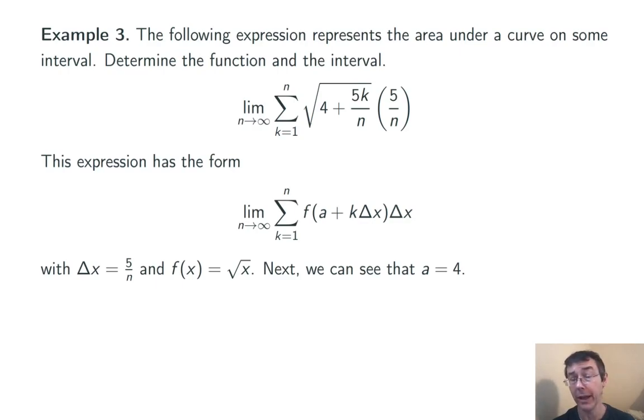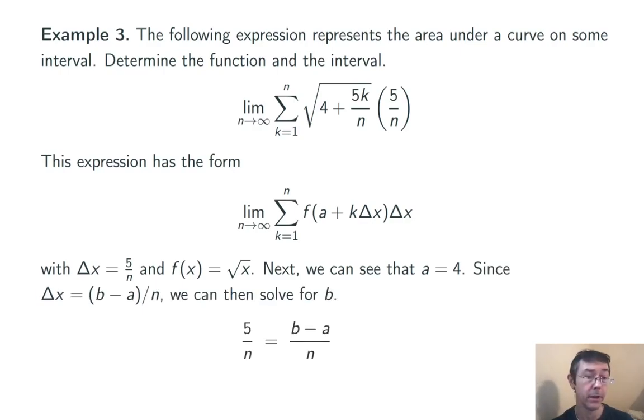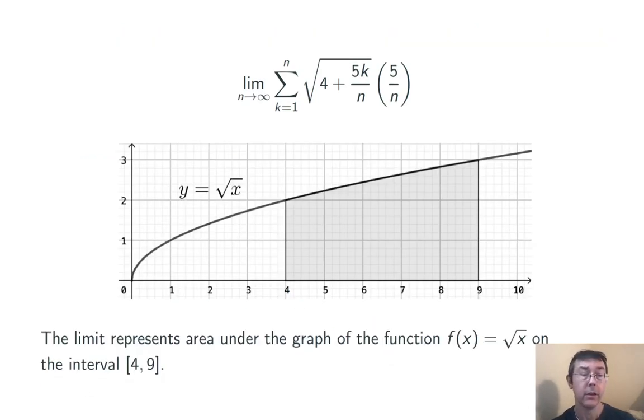Now that we know our delta x and our a, we can solve for b. Since 5 over n is b minus a over n, and a is equal to 4, we're going to get b equals 9. Okay, so let's just wrap up by having an interpretation of what we've just found. This limit that we've written down represents the area under the graph of the function f of x equals the square root of x on the interval 4 to 9.